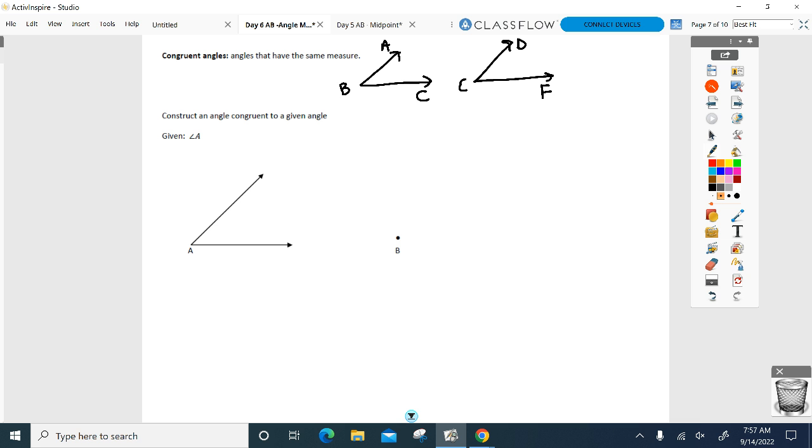Okay, and please don't put this in. Unless I tell you like this is 50 degrees and this is 50, you guys are not going to know if they're congruent or not. And you're not going to assume they're congruent. We talked about that. Don't assume anything.